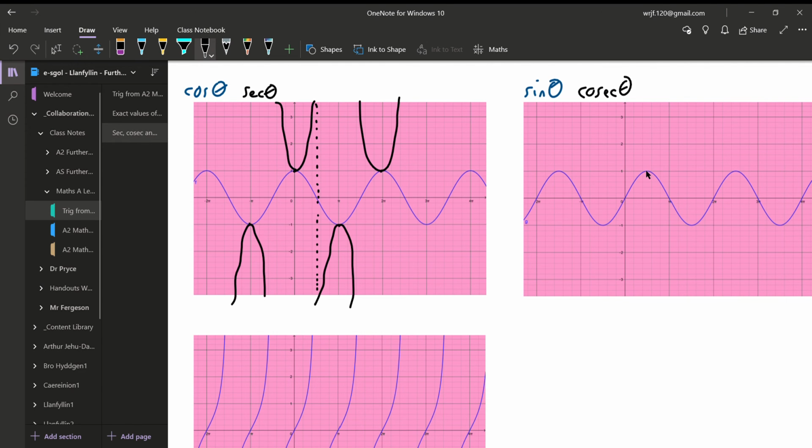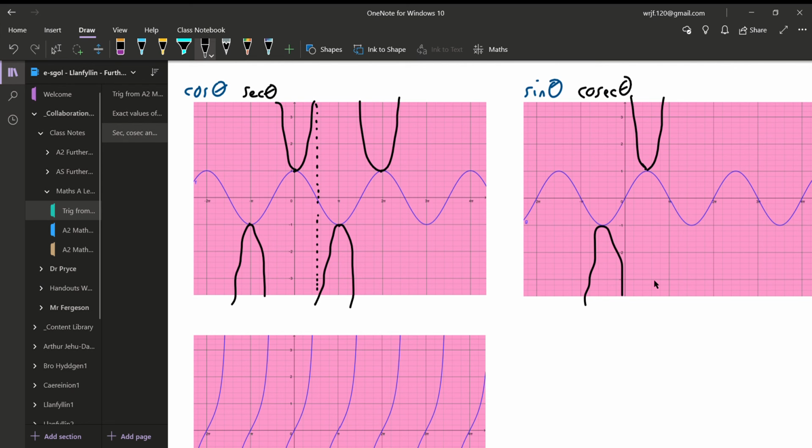So I've got exactly the same shape as my cos graph, cos and sec graph, but just shifted around a bit. And this time the y-axis will be an asymptote. Sorry, that didn't meet quite at the bottom there, it was supposed to. And the same kind of thing going on here, just repeating those shapes cyclically like we did on the sec graph. So there's my cosec theta graph.